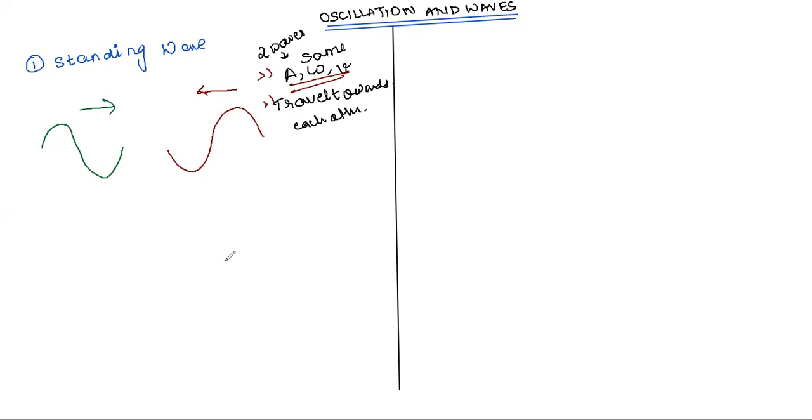So how will the standing wave look like? Something like this. Have a look. One, and then overlap it with another one. So this is how standing waves look when two waves superimpose.